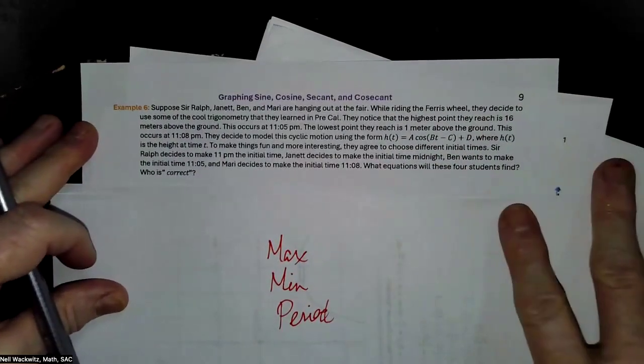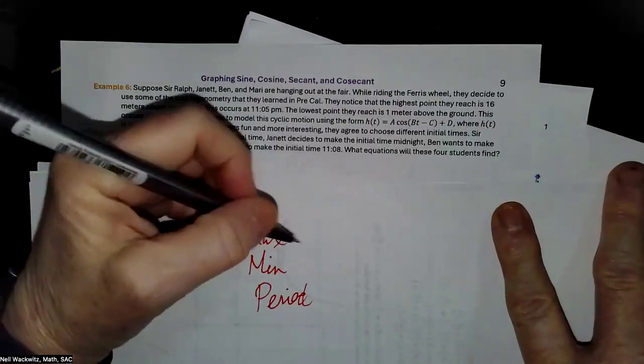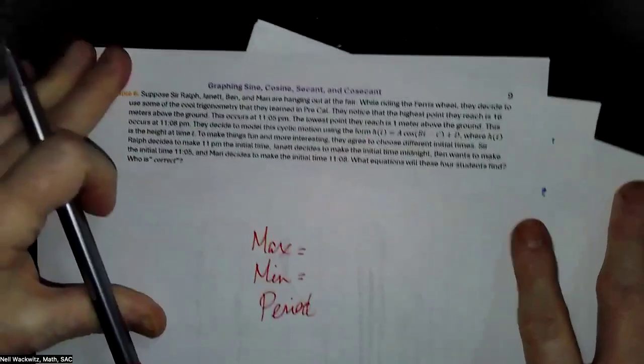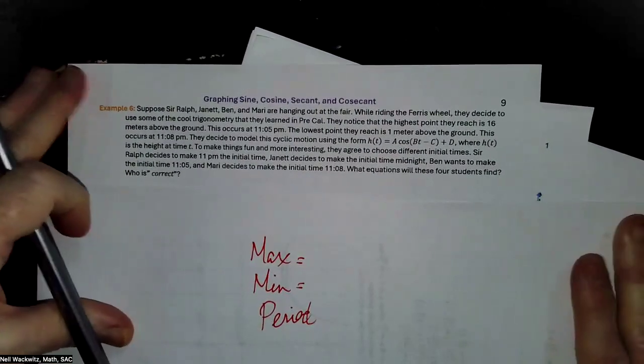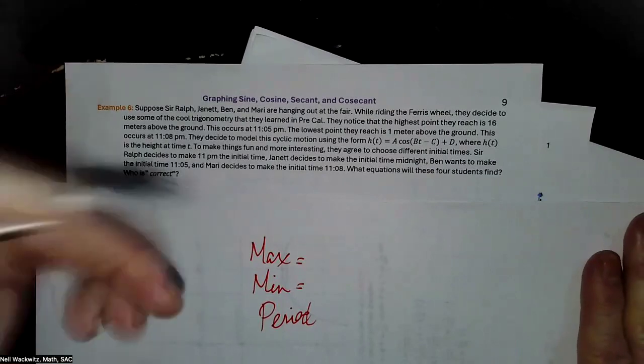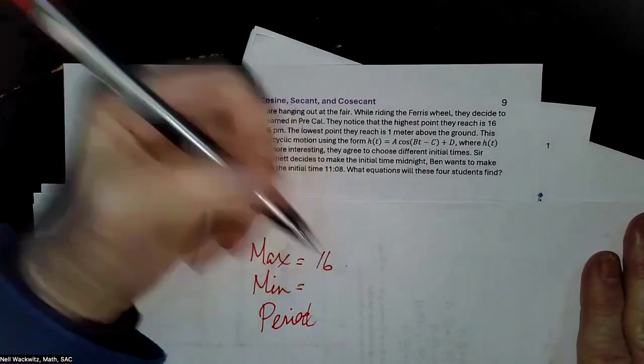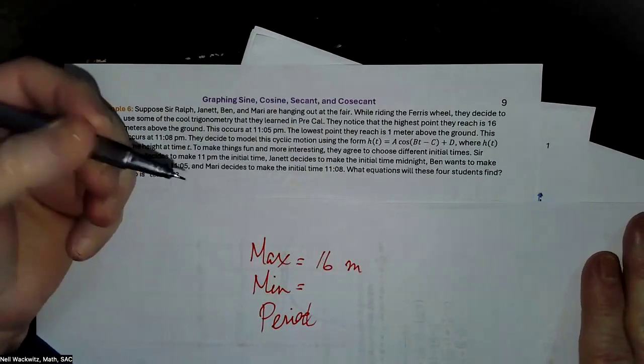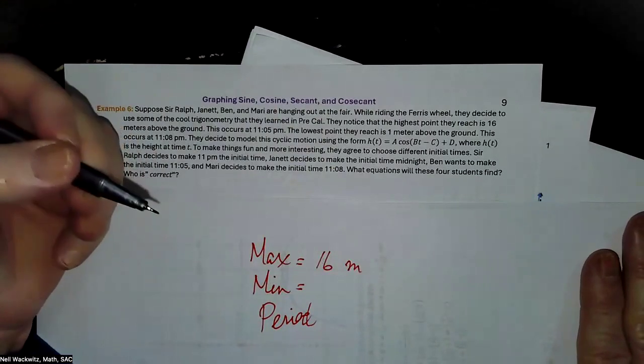Okay, so max, min, and period. Max is 16. Good. That's meters. Min is 1.